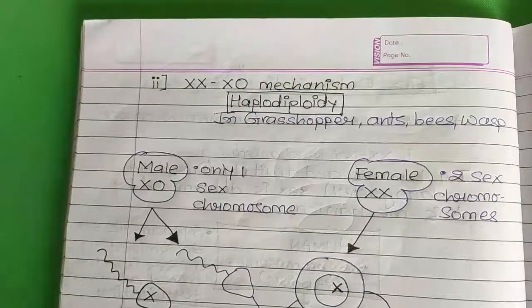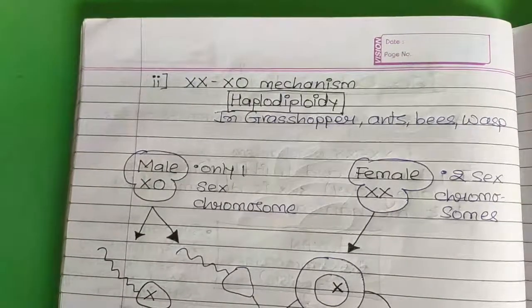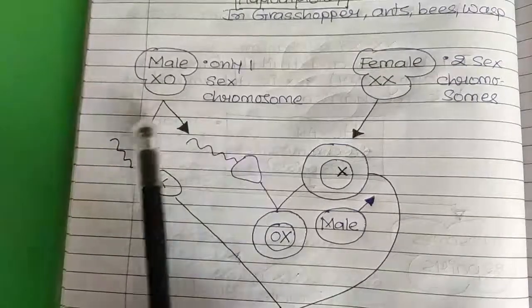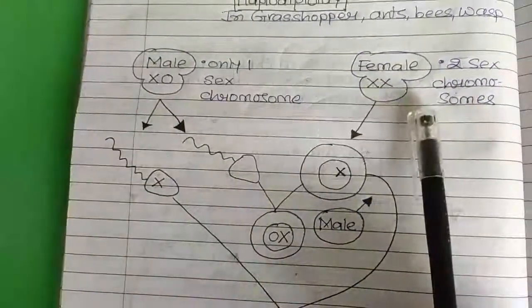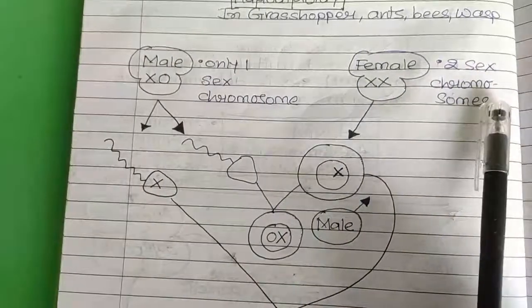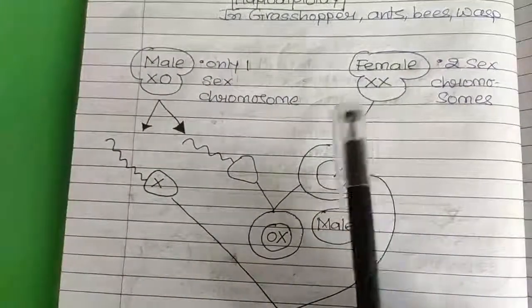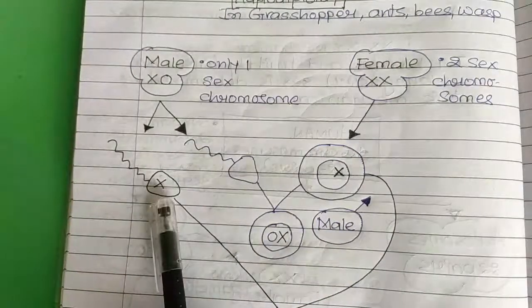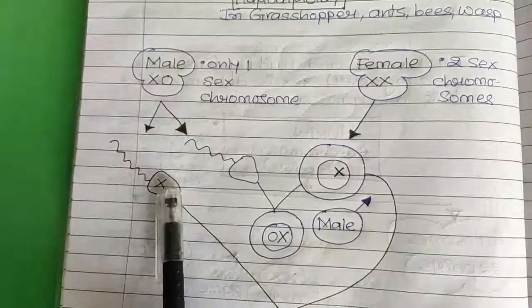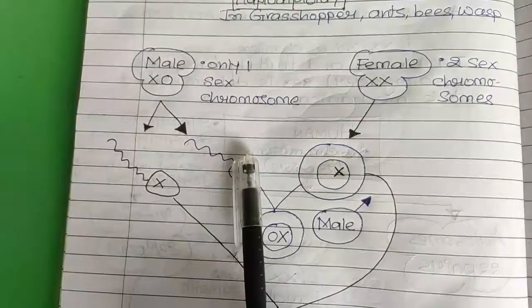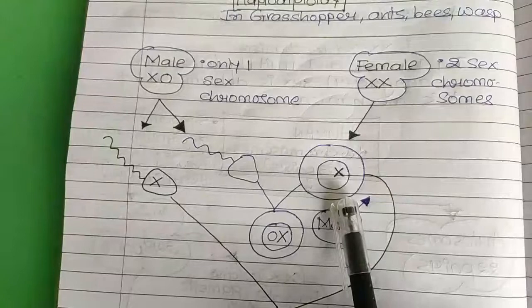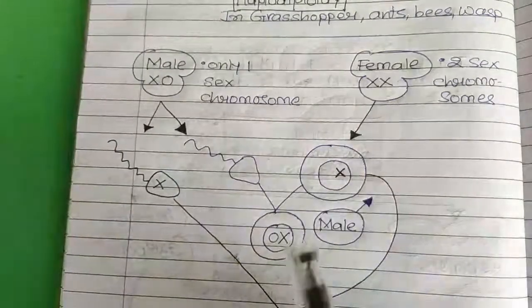Haplodiploidy or XO and XX mechanism. In male, there is only one sex chromosome, that is X. And in female, there are two sex chromosomes, XX. Clear? Male produces 50% of the sperm cells which contain that X chromosome, and the other 50% do not have any chromosome that determines the sex. Whereas female produces 100% of the egg cells with X chromosome.